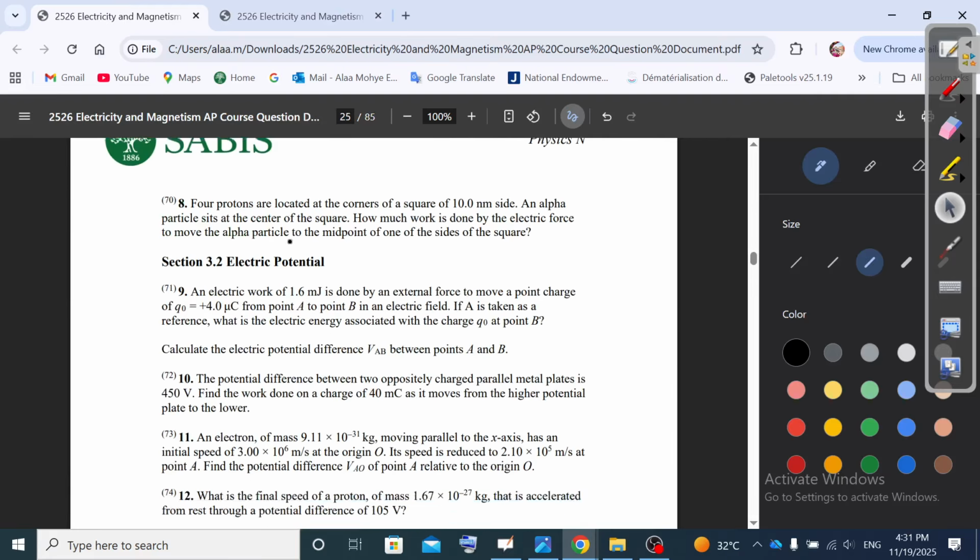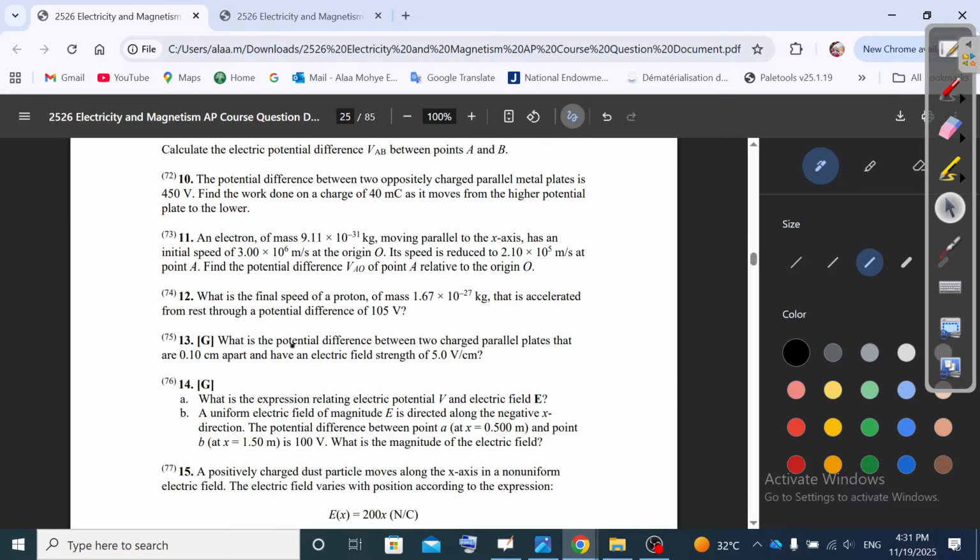Just know your formula, guys. Please know your formulas. What is the potential difference? Okay. This is your simple add equations. I call it the add equation. V equals Ed. So you just multiply the E by the displacement, so it's just going to be a simple 5 times 0.1, which is 0.5.